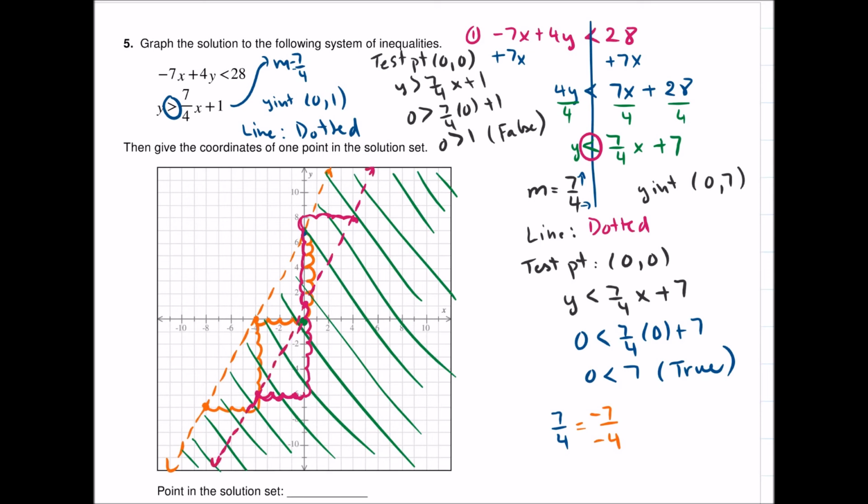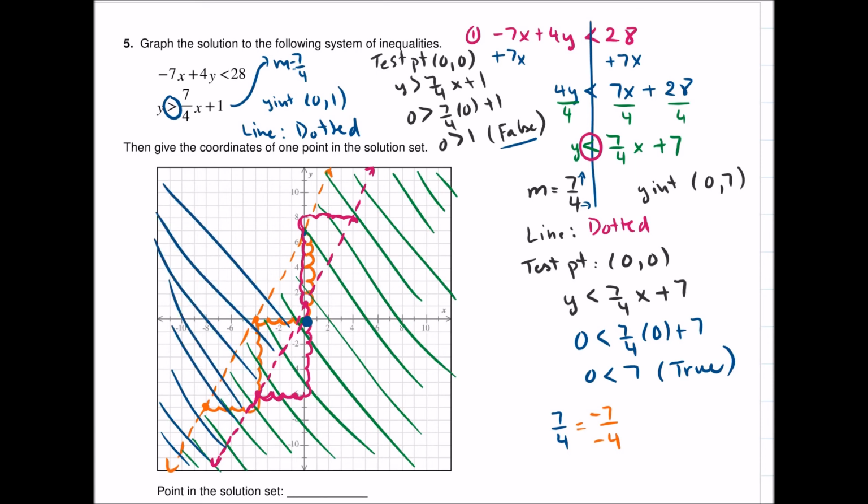So 0, 0 is right here, which is below the line, or on the right side of the line. And they gave us a false statement, so we shade everything on the left side of the pink line. Okay, so we're gonna find the intersection of the two lines, the orange line and the pink line. And the solution is between the two lines. That's where the shaded areas overlap.